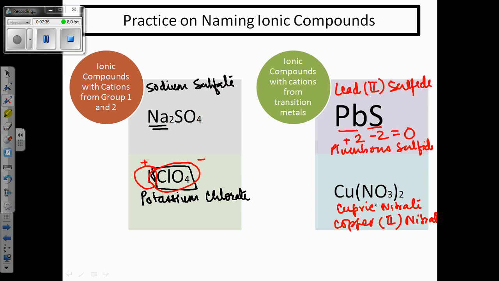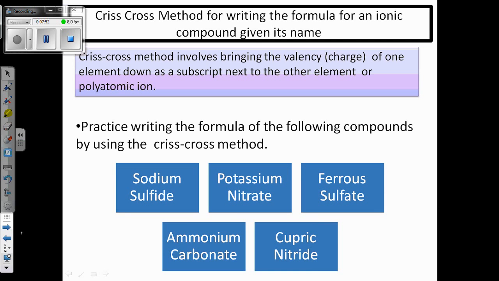Just a quick recap: you must put the charge if the cation forms a variable valency, and if it comes from group 1 or 2, then you do not put a charge to specify its valency. So that's ionic compounds. Moving on to how you write the formula of an ionic compound given the name.